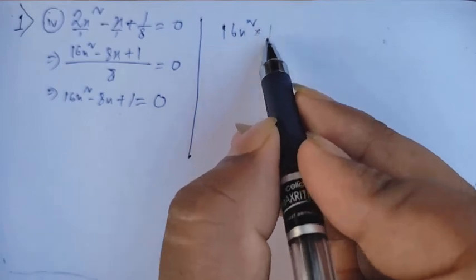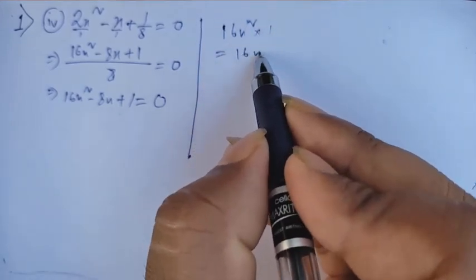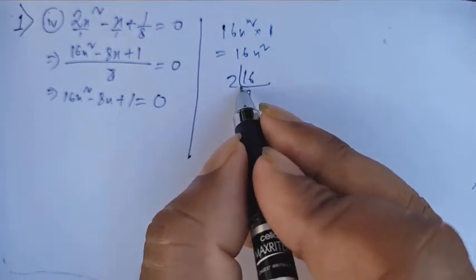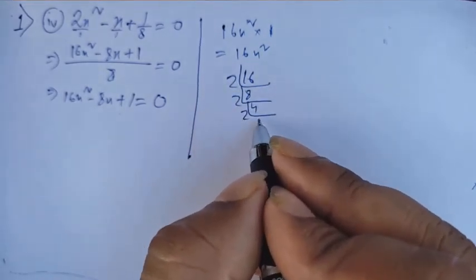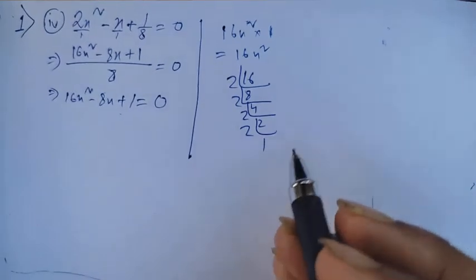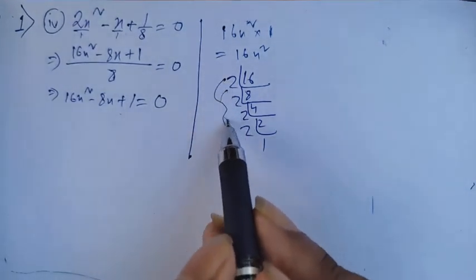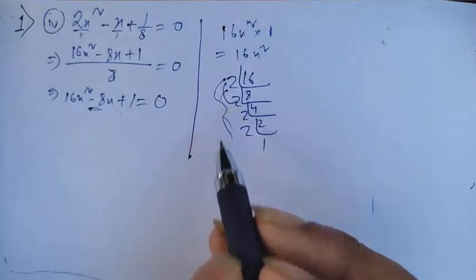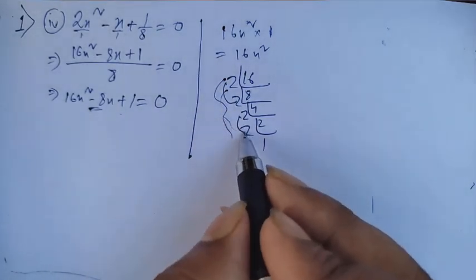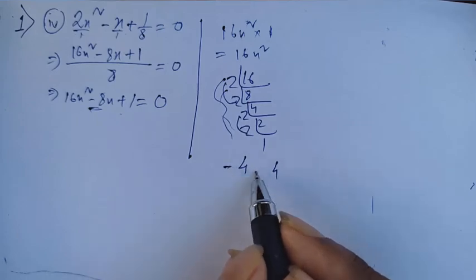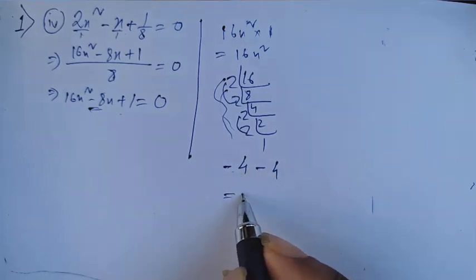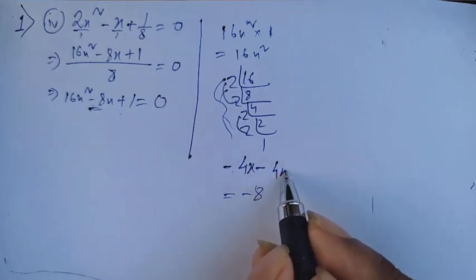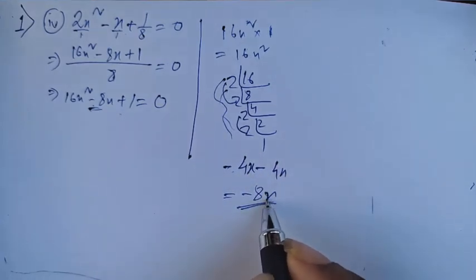16x squared multiplied by 1, we get 16x squared. Now the prime factorization: 2 8, 2 4, 2 2, 2 1. So we will try to rearrange this to get minus 8. 2 2s are 4 and again 2 2s are 4. If we write minus 4, minus 4, then we get the answer minus 8, and we can place x here. So we have got minus 8x.